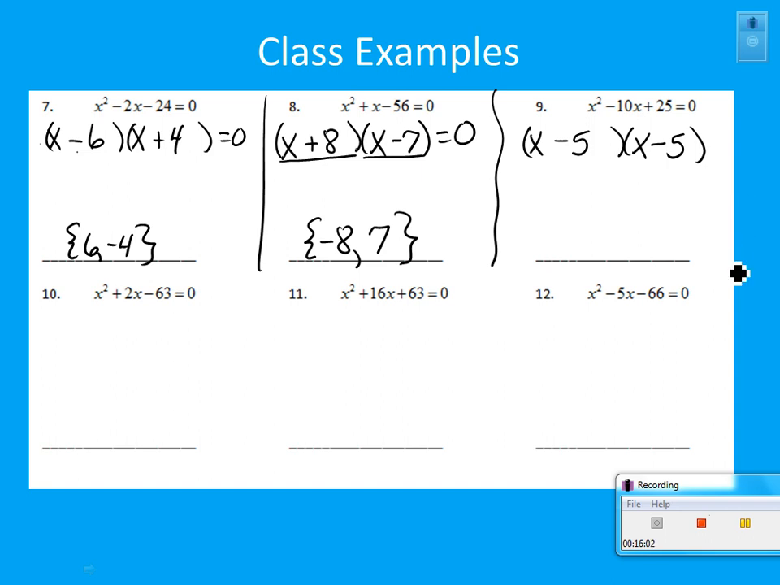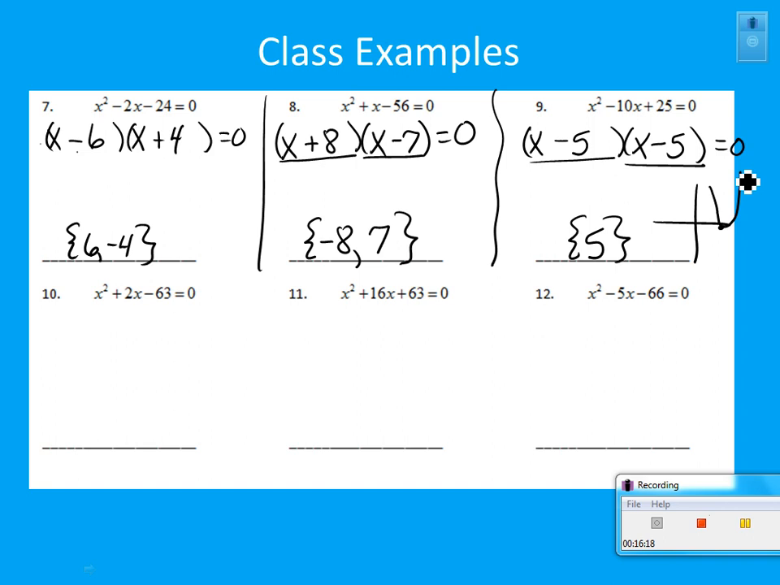And then set each parenthesis equal to 0. So this answer is going to be 5. This answer would be 5. So there's my only solution. We did one like that on the worksheet the other day. It just touches the x-axis and starts going back up. A few more, then I'm going to change gears and show you another type.